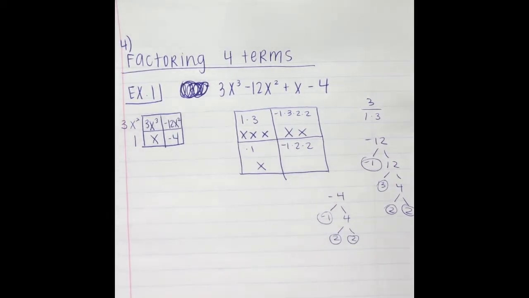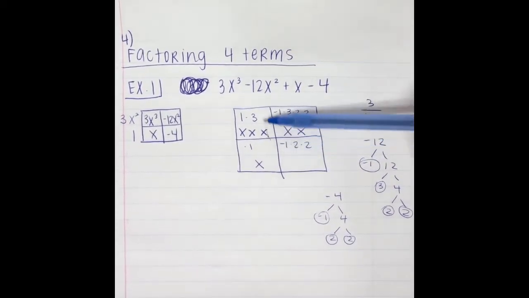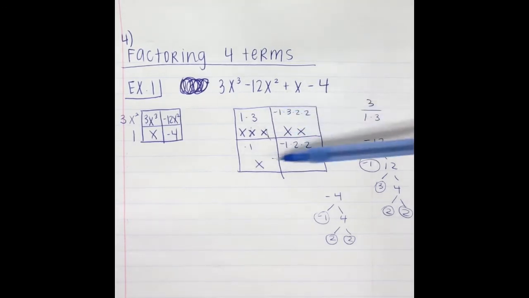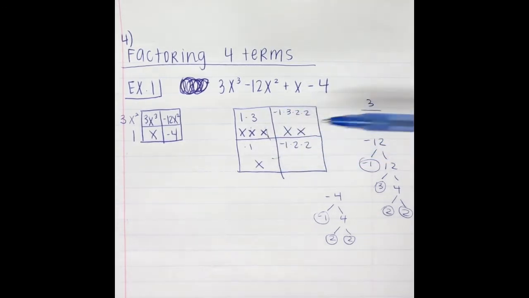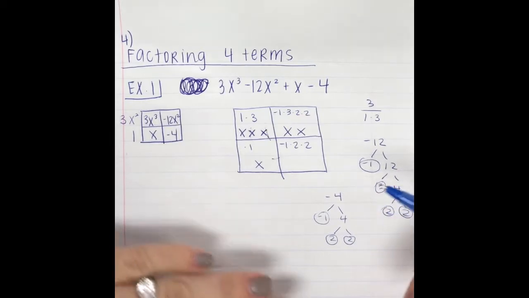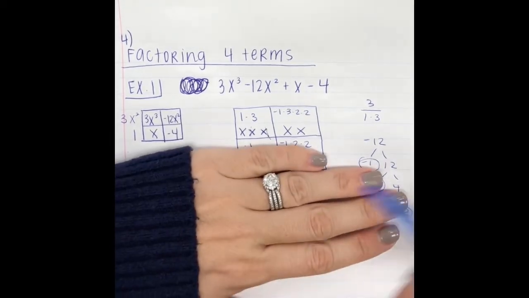The first thing I would do is check if there's a number other than 1 that they all have in common, okay? There's not. They don't all 4 have x's. They don't all 4 have 2's or 3's, so we don't have a GCF for the whole thing. So now we'd look at each row and each column.